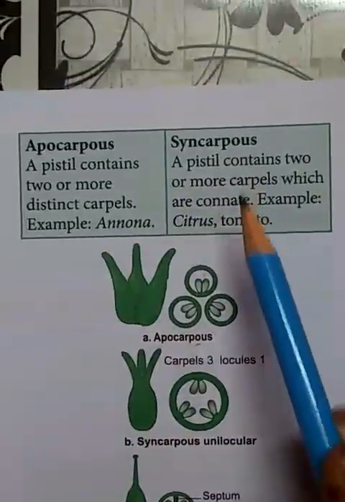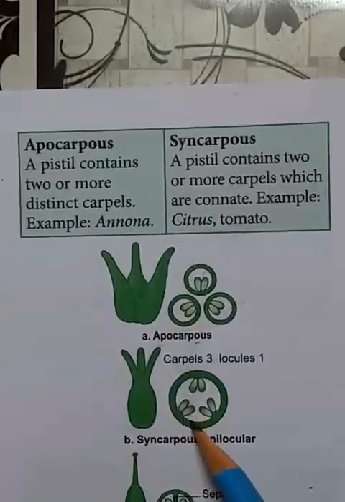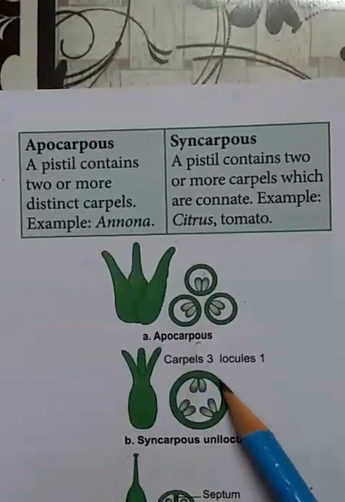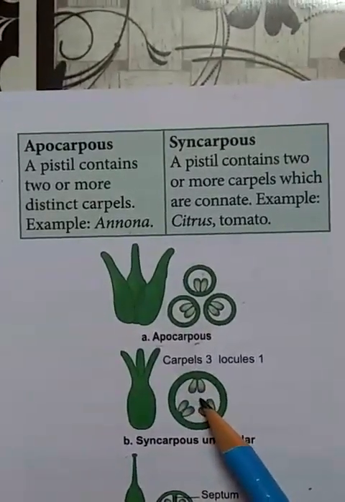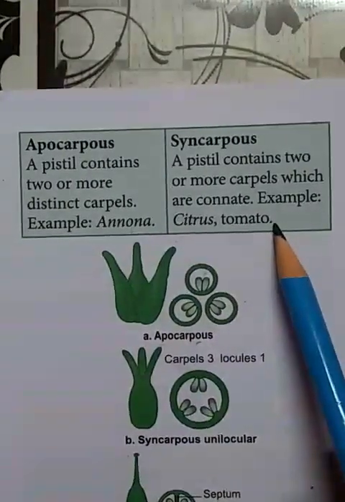Next, syncarpous. So here there are three carpels, but they are all joined together, they fuse together. Then this is called what? Syncarpous. Example in citrus and tomato.